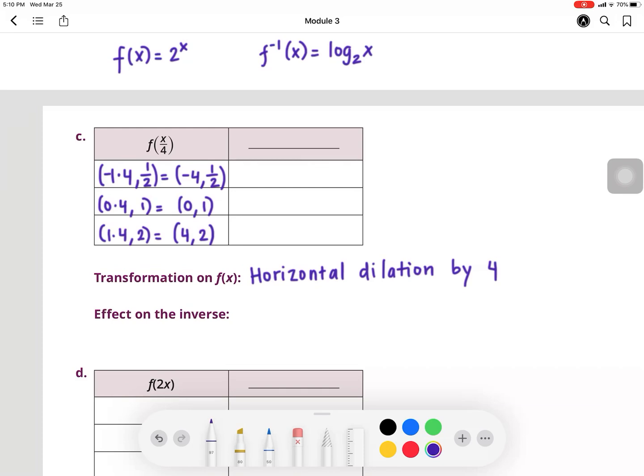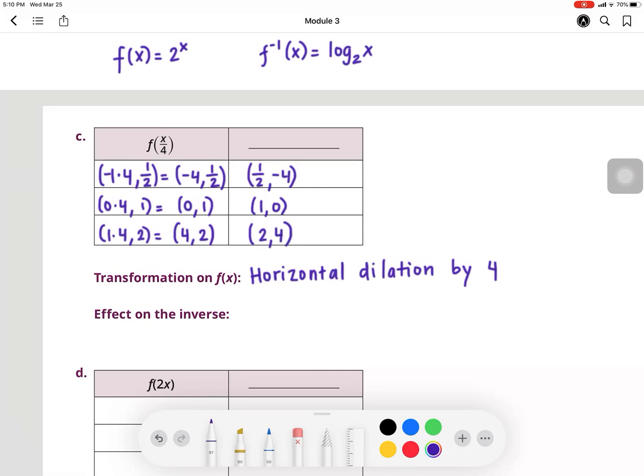To get the inverse function is pretty simple. All you have to do is switch the x and y coordinate. So this one, it'll become 1/2, -4. And then 1, 0, and then 2, 4.